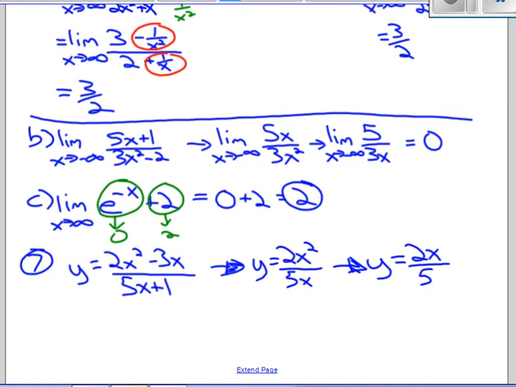That means if you go far left or far right, this basically looks like a line with a slope of 2/5. Not exactly, but very close. And that's a whole lot easier to graph than the big rational we started with. Okay, number 8. This is finding right and left behavior models more or less by inspection.